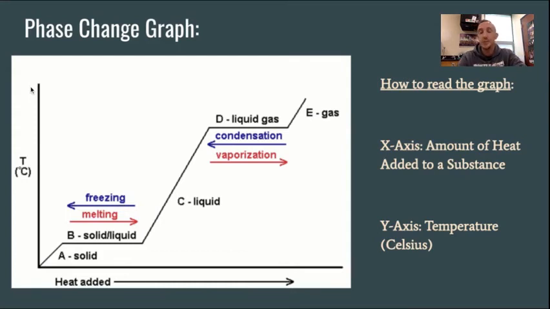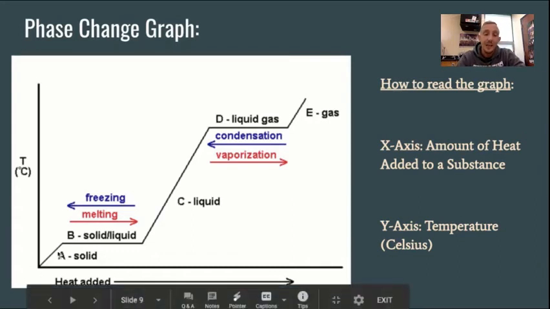Okay, you should have unpaused me now. All right. So if we look, solids are down at the bottom because the heat added is minimum. Notice as we go left to right, my heat gets added. So I'm going to have less heat over here to the left. Obviously, the less heat you have, the colder it can be. So solids are going to be first.